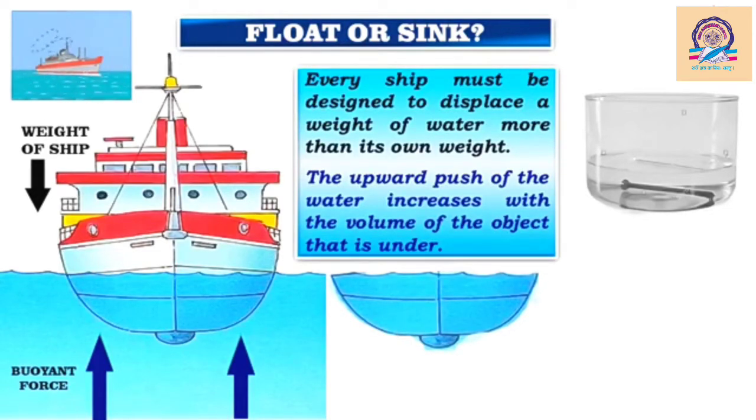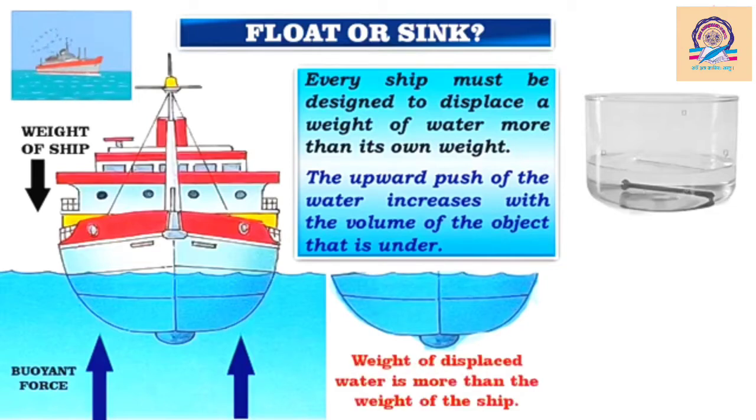Every ship must be designed to displace a weight of water more than its own weight. The weight of this displaced water is more than the weight of the ship. So buoyancy is more than the weight of the ship, and the ship floats. The upward push of water increases with the volume of the object that is under the water. If there is a fault in the design of the ship and the opposite happens, that is, the weight of the ship becomes more than the weight of the displaced water, then the ship will sink.